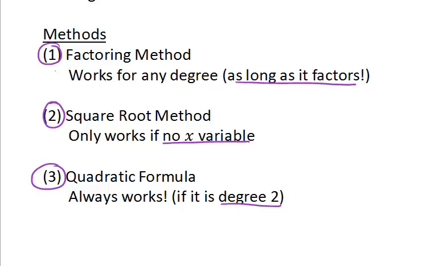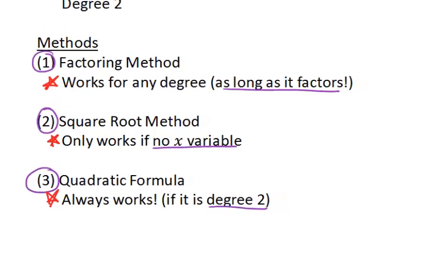So we can see that each of these methods has their own stipulation for each of them to work. The factoring method. Our stipulation here is that our polynomial must factor. The square root method. The stipulation here is that there can only be an x squared or no x term involved. The quadratic formula, it must be a quadratic or degree 2 equation. So each of them has their own criteria to figure out if each of those methods work.